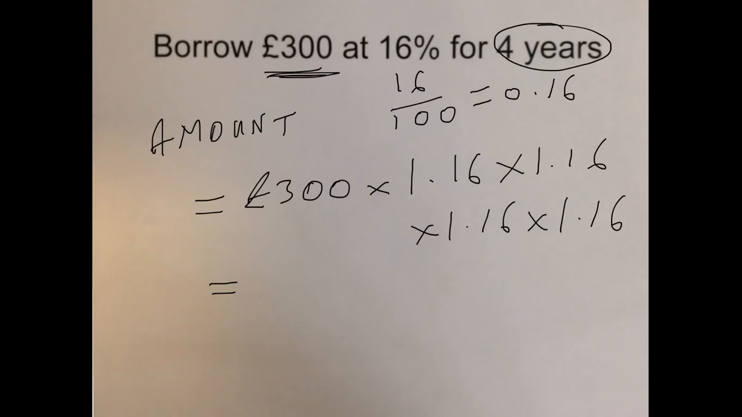And because it's 4 years, there's 4 of them. If it's for 3 years, you would have 3 of them. If it's for 2 years, you would have 2 of them. So let's work that out. What does that work out on a calculator? £300 times 1.16 times 1.16 times 1.16 times 1.16 equals £543.19 is your final answer.